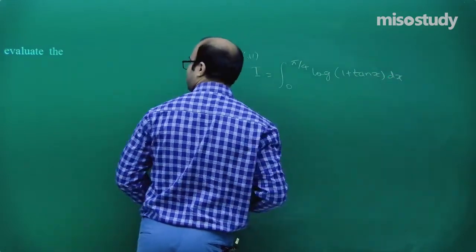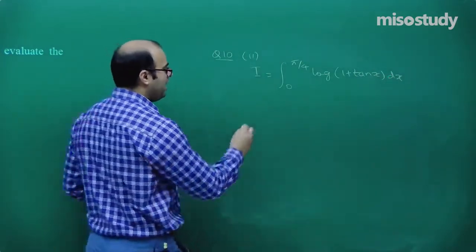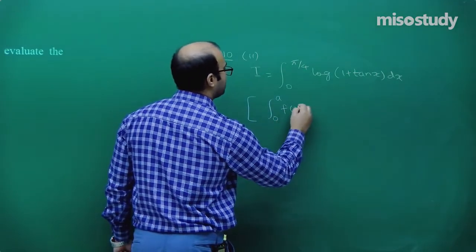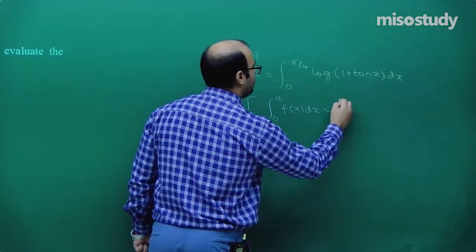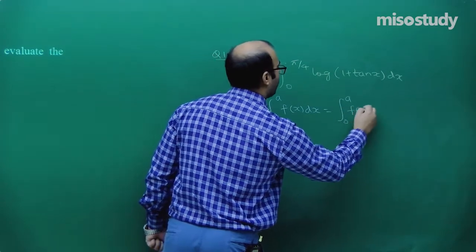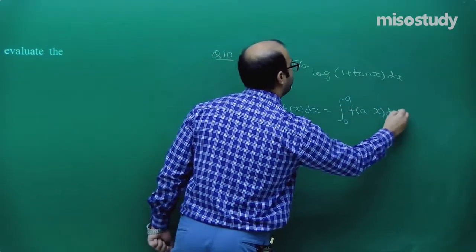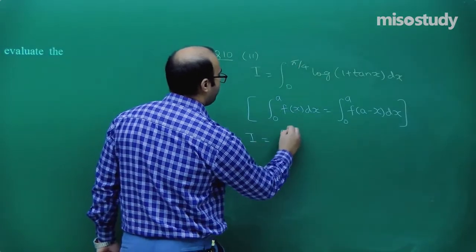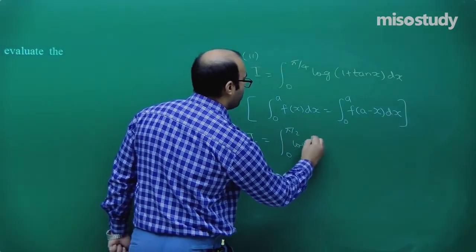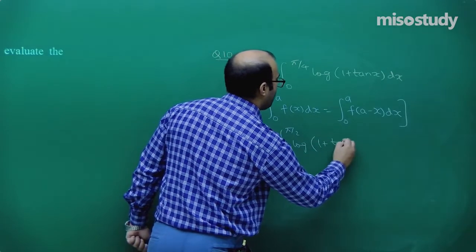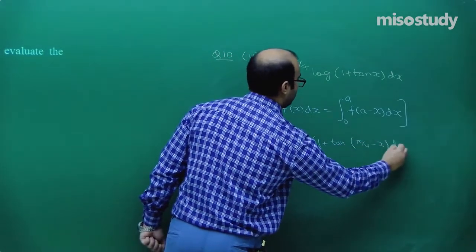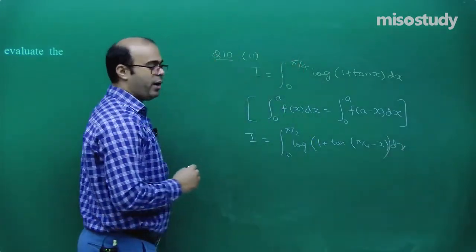So the property which we have to apply here is again the property which we used in a formula, that is the integral 0 to a of f(x) dx is equal to the integral 0 to a of f(a - x) dx. So this I will become the integral 0 to pi by 4 of log(1 + tan(pi by 4 - x)). This is how we can write this and close the bracket.